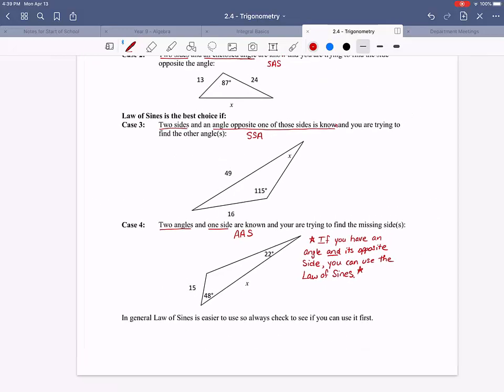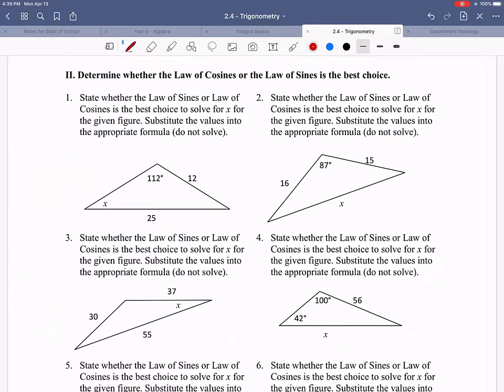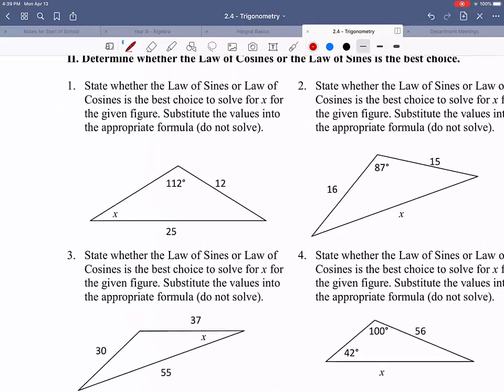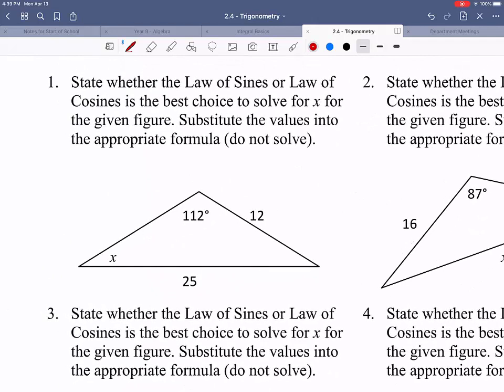All right, let's go to the next page. So we're going to do a couple of these together, and then the rest is going to be your assignment to do. The question says, state whether the law of sines or the law of cosines is the best choice to solve for x for the given figure. Substitute the values into the formula, but do not solve it. So you don't need your calculator for this part. So I'm going to label my picture in blue so it stands out a little bit differently when I do this.